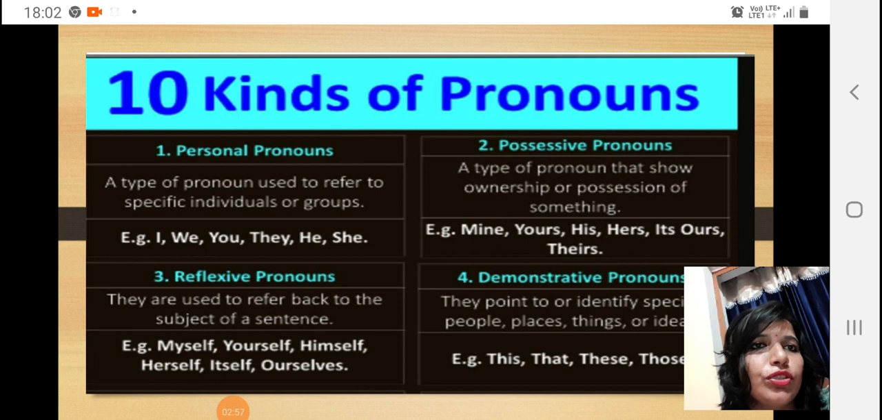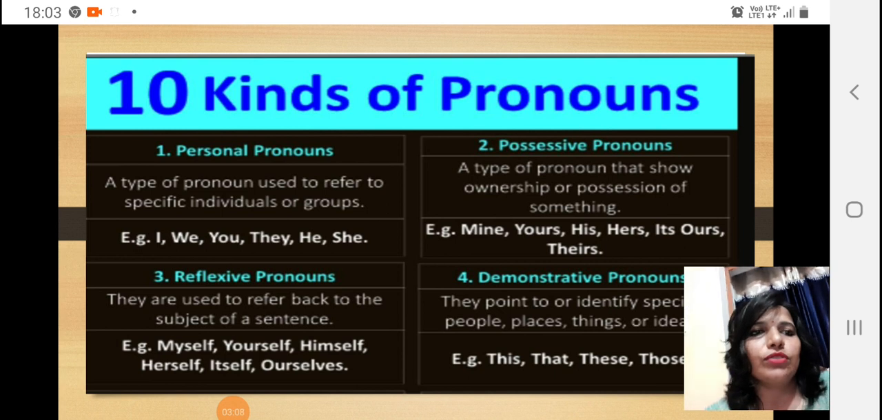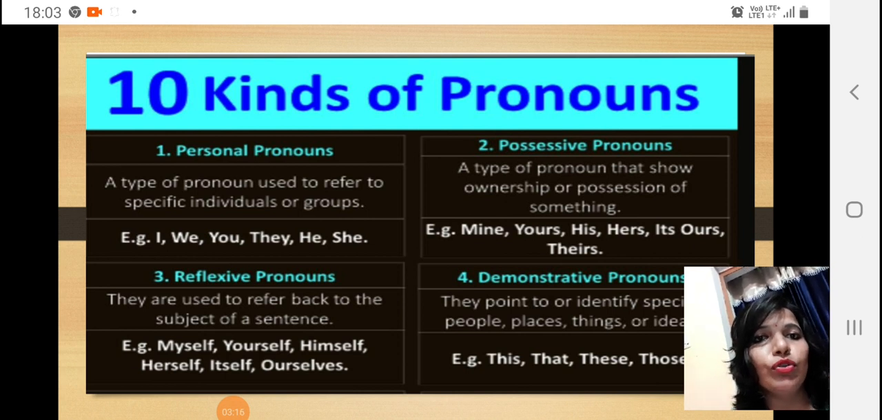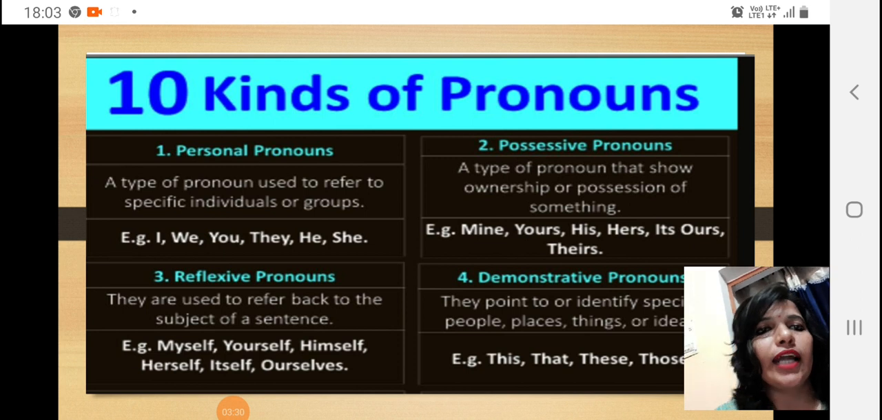The second one is the possessive pronoun. A possessive pronoun is used to show ownership and possession. Usually we use mine, yours, his, hers, its, ours. For example, this pen is mine, this thing is yours. Reflexive pronouns are those which are used to refer back, like I did this work myself, you do it yourself. You do your work yourself, he did all his work himself.